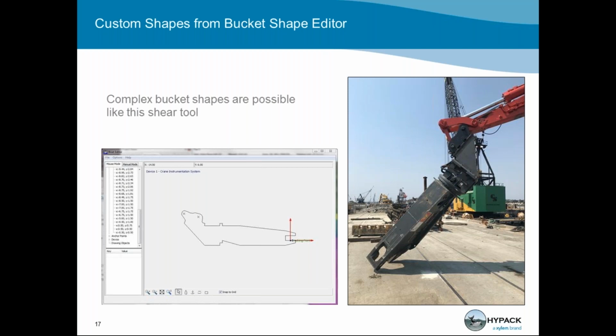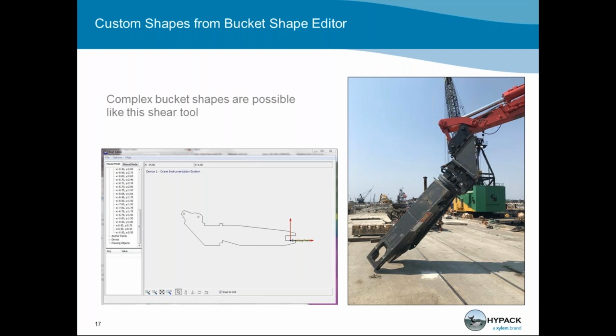Here's an example of a custom shape from the bucket shape editor. An opportunity to go out to California and work with CS constructors. And they had this special tool. It's a shear. They use this shear at the end of an excavator. They're doing piling removal. They're going to go to each piling, and just below the mud line, they're going to snip the piling off, and that piling will be removed.